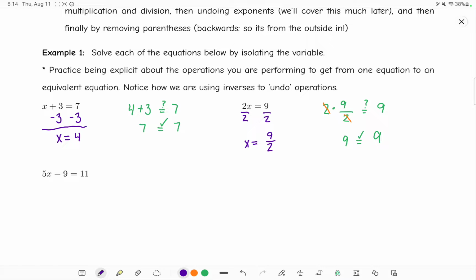5x minus 9 equals 11. So I need to undo the multiplication by 5 and the subtraction by 9. And if we're thinking of our order of operations, normally we would do multiplication first, but because we're solving the equation, we're going to go backwards, so we're actually going to take care of the subtraction first. So the opposite of subtracting 9 is adding 9. So that's the first step we'll do. We get 5x equals 20. And then the opposite of multiplying by 5 is dividing by 5, and we get x equals 4. And I'll let you guys check on your own that 4 is a solution to that equation.